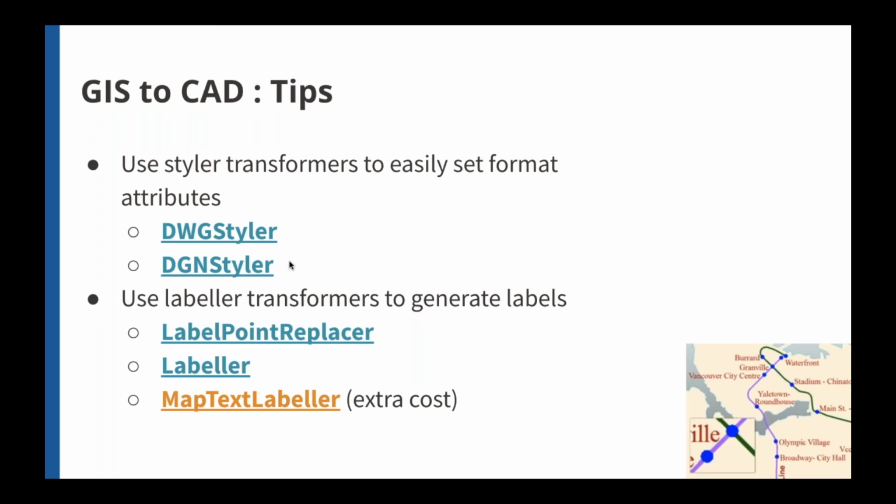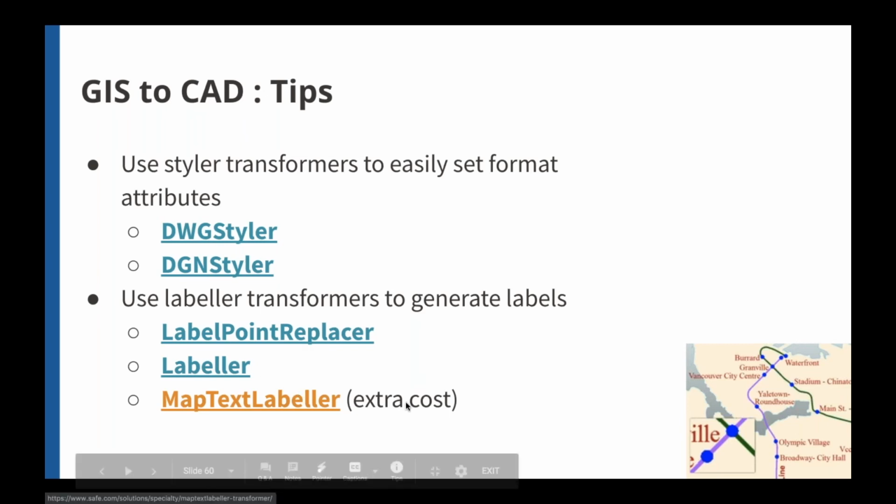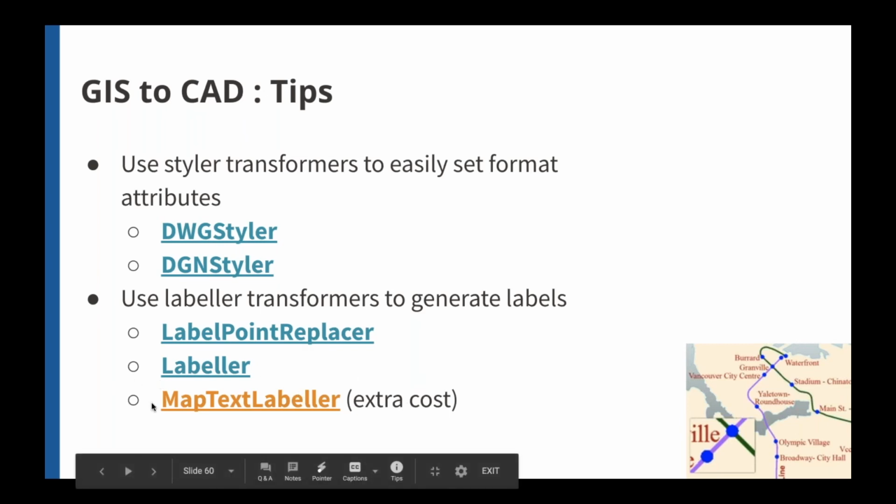Now, what are some tips? If you're doing this, make sure to use those styler transformers or go to a lookup table like I showed there with the database, either a spreadsheet that has all the lookups, or if there's just a few of them, put them explicitly in using a styler. If you need to make labels, FME has a couple of labeling things, a label point replacer, which gives you something inside, versus a labeler, which will go along a line and make points.